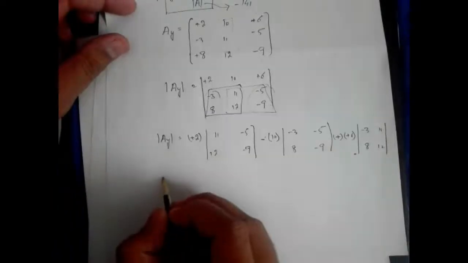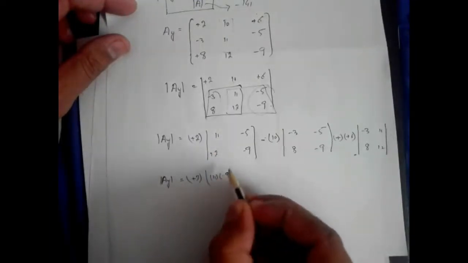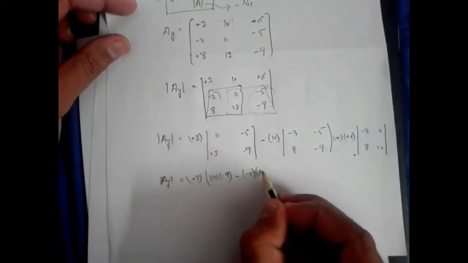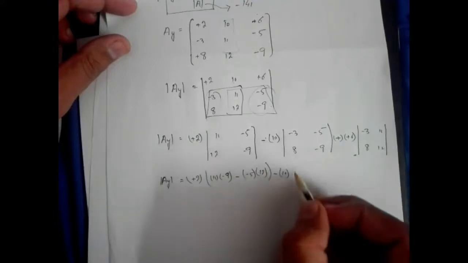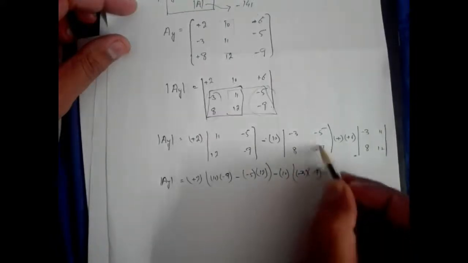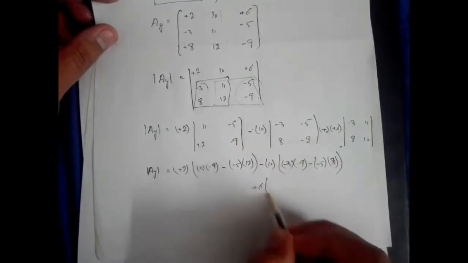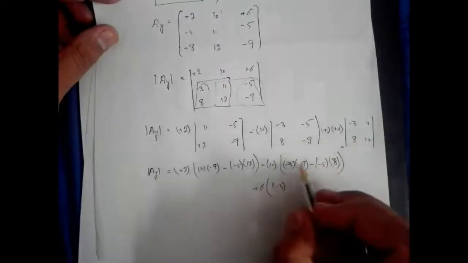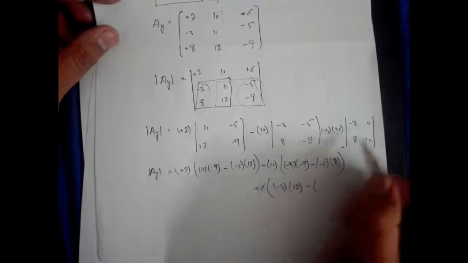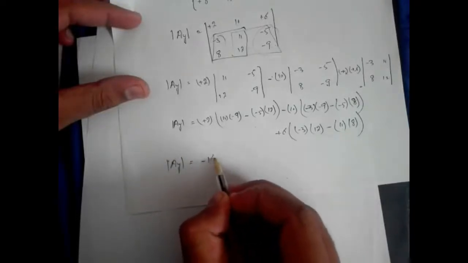So now after that you write it like this: Ay will be equal to plus 2 into 11 multiplied by minus 9, minus into minus 5 multiplied by 12, minus 10 into minus 3 multiplied by minus 9, minus minus 5 multiplied by 8, plus 6 into minus 3 multiplied by 12 minus 11 multiplied by 8. Now if you simplify it, you get the answer, and that is minus 1492.